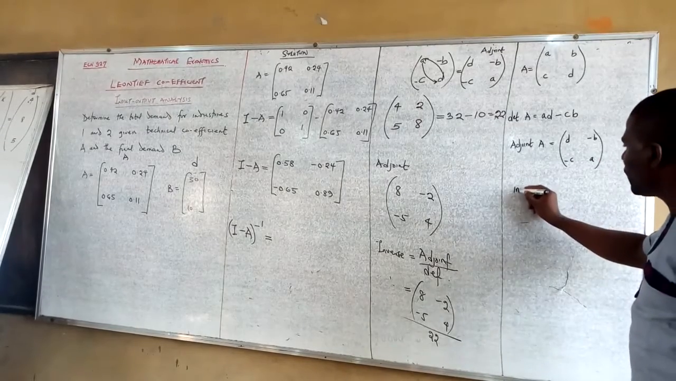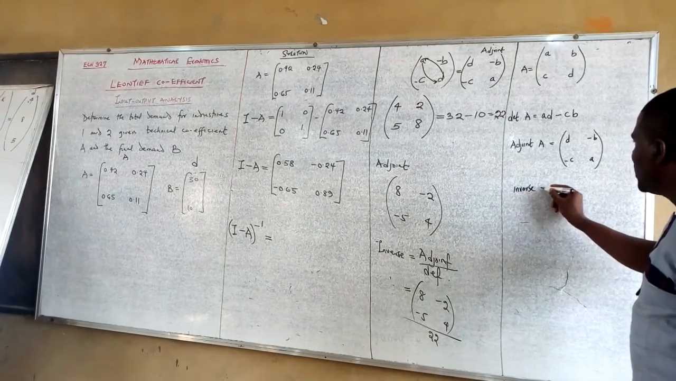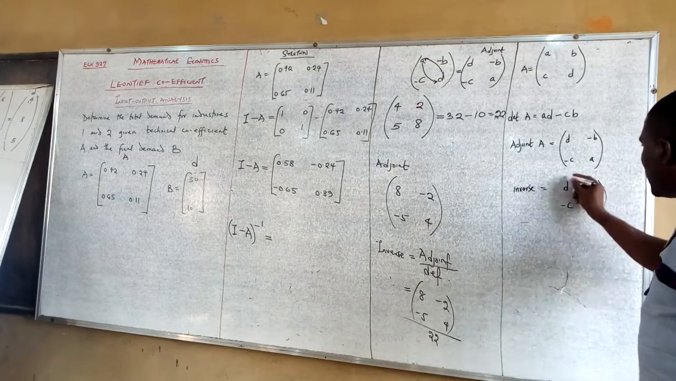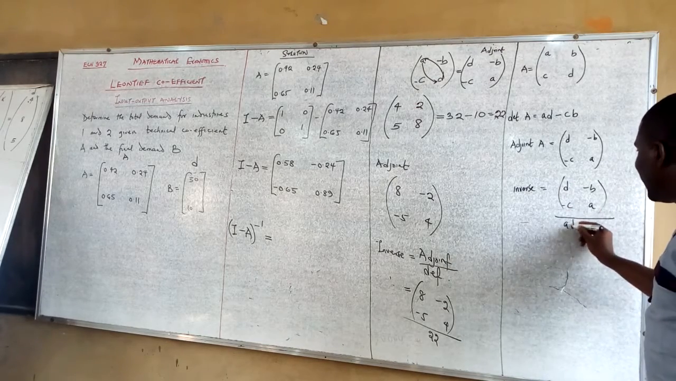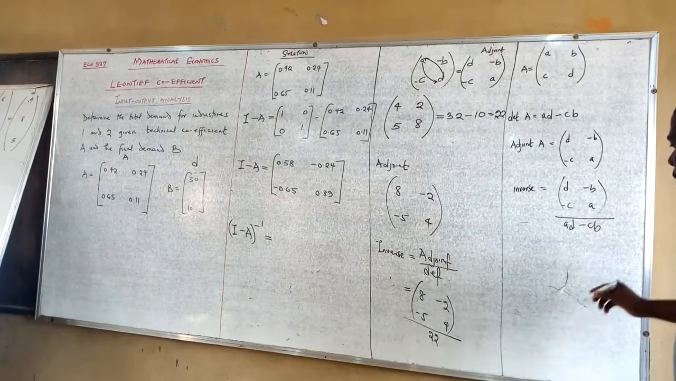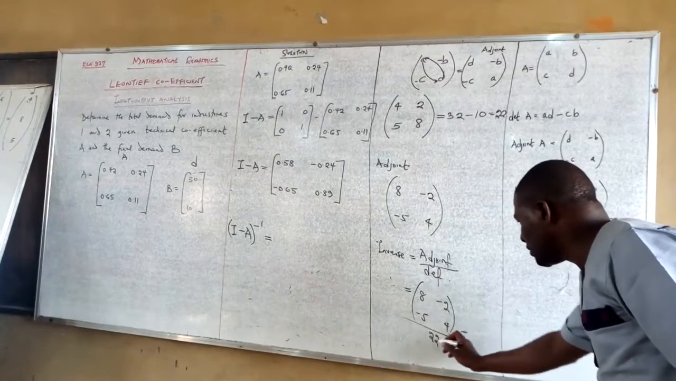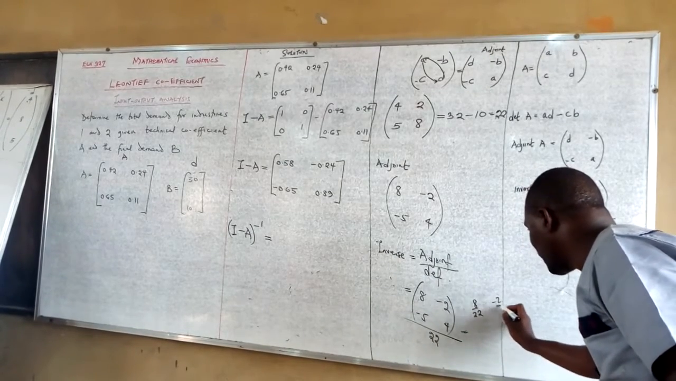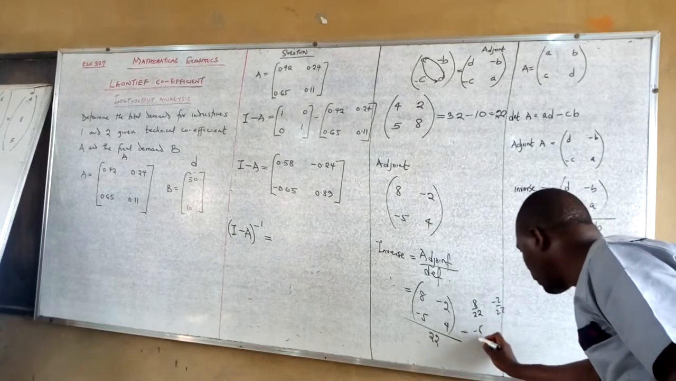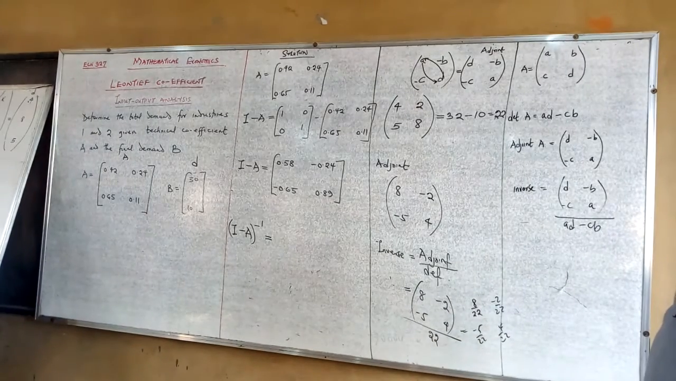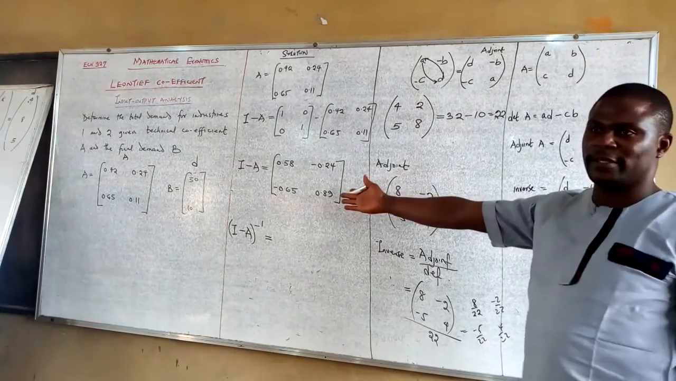So if I now want to find the inverse, the inverse will now be D, minus B, minus C, A, everything all over what? A minus what? CB. Yes, sir. So I can now share the 22 to each of them: 8 over 22, minus 2 over 22, minus 5 over 22, 4 over 22. Do you understand what I've explained? Yes, sir. That's what I want to do here.